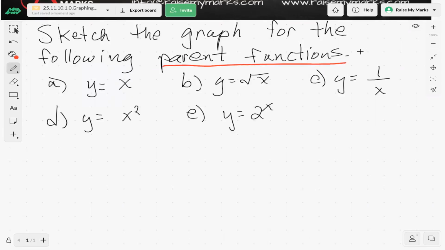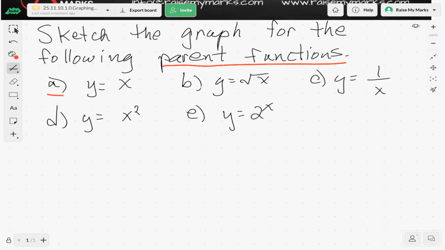A parent function is a function or a mapping function that has no transformations applied to it. So it's almost like the most basic, bare minimum function. So for example, this is a good example. The first one, y equals x. So what does that look like?